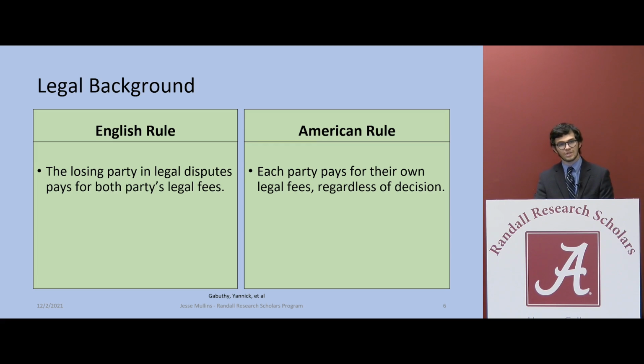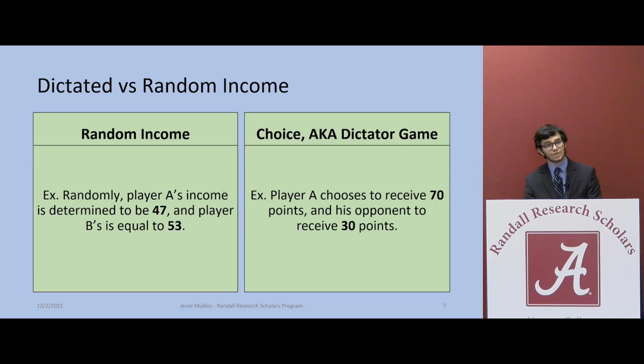Meanwhile, the American rule system is structured to encourage people to bring cases to court without the fear of having to pay steep legal fees for both parties. Before we roll into our experiment model, we'll go over one last thing, the difference between random and dictated income. Now, random income, as it might sound, is randomly determined at the start of an experiment, while a dictated game has one player allocating resources manually both to themselves and their opponent. In our experiment, both parties' income summed to be 100.